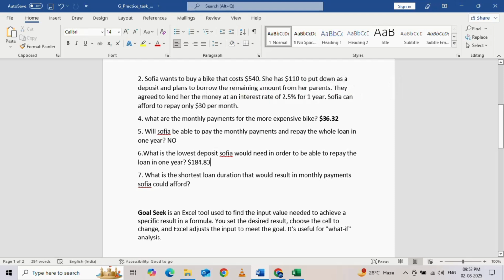Okay, now let's move to the seventh question. What is the shortest loan duration that would result in the monthly payments Sophia could afford? Here also they are telling the same. Our goal is that Sophia's monthly payment is $30. With respect to that, we need to tell what is the necessary change that you can make for the duration. Okay, let's move to the Excel.